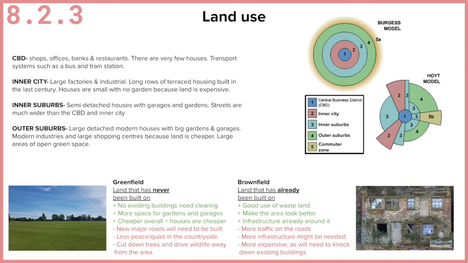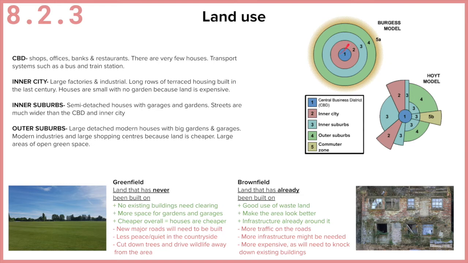So these big detached homes are also surrounded with probably large shopping centres, because the land on the edge of the city is much, much cheaper. So you can build big shopping centres like the Metro Centre on the edge of the city, much cheaper, and you can fit more shops in it because there's more land. And you're going to have some large open green space there as well, because we're right on the countryside.